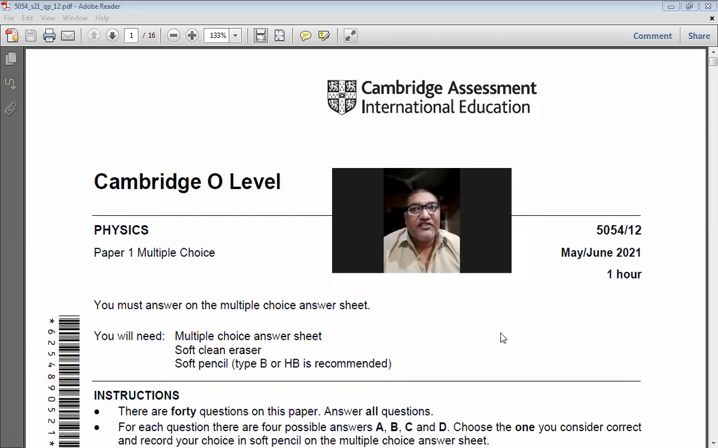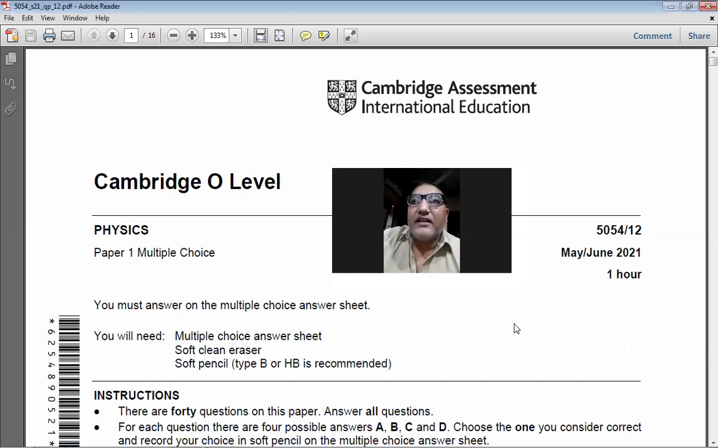Right now I am with the 11th Cambridge class, and the subject we are studying is Physics 5054. Today we have set our hearts to solve an MCQ paper, the May-June 2021 paper. This paper belongs to zone 2, variant 2. It has a 1 hour time limit and 40 questions, and you have to attempt all of them. So let's start today's paper.